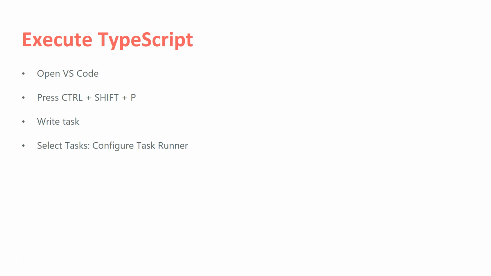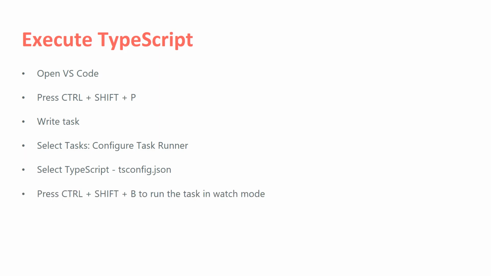How we can execute our TypeScript? Well, we open Visual Studio and press Ctrl+Shift+P. Then we write task, select tasks, configure task runner. Then we have to select TypeScript. And then we're pressing Ctrl+Shift+B to run the task inside watch mode.